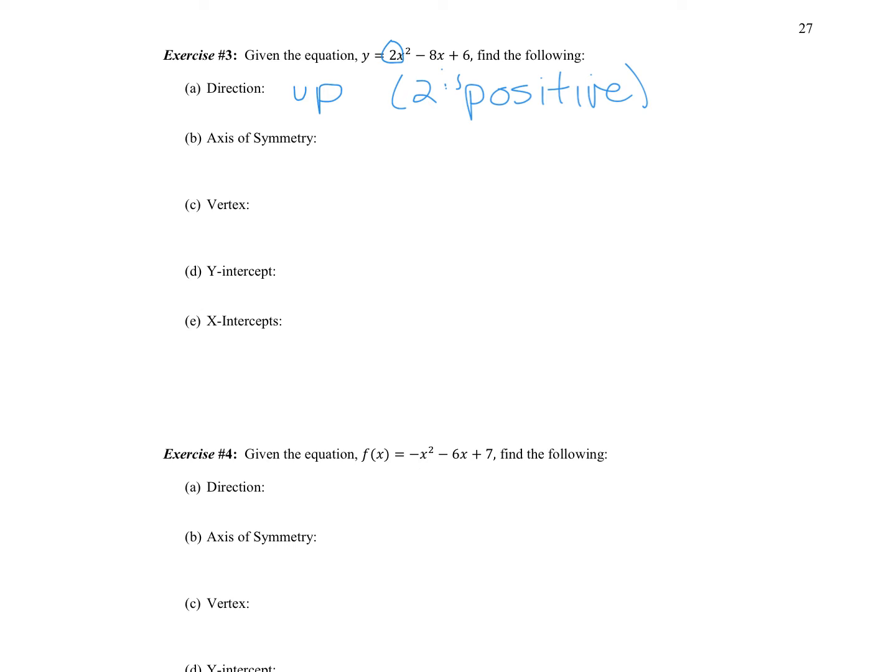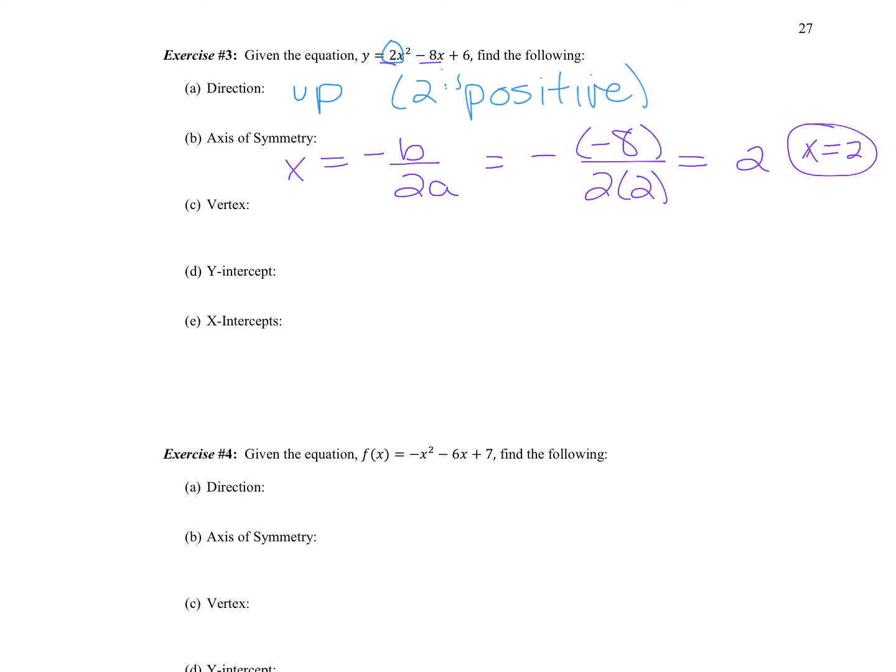For the axis of symmetry, we have the equation x equals negative b over 2a. So looking here, the b value, the number with x, is negative 8. So I have negative 8 over 2a. A is 2, so I have 2 times 2. So that's going to give me positive 8, those negatives will cancel, divided by 4. So that is just 2. So this is, just to summarize, because we have a lot there, x equals 2.